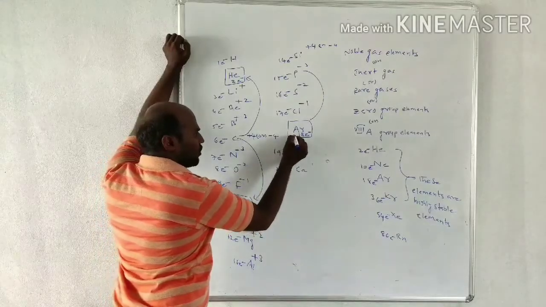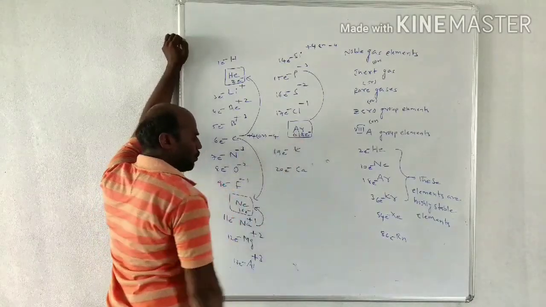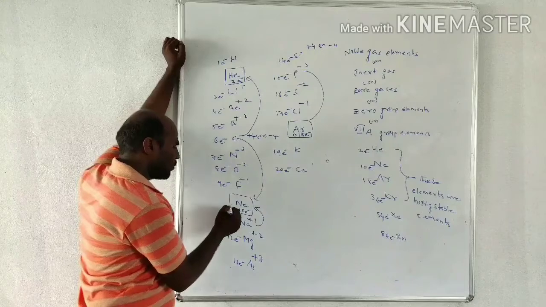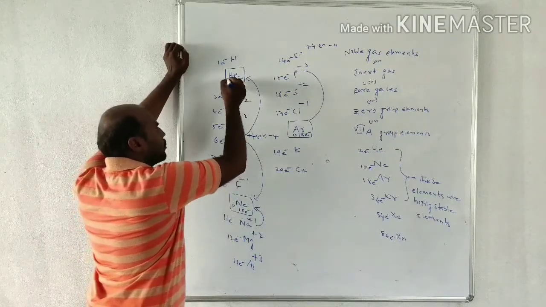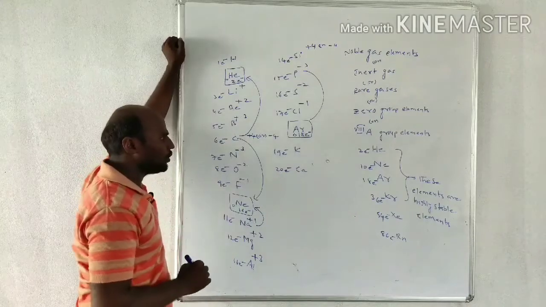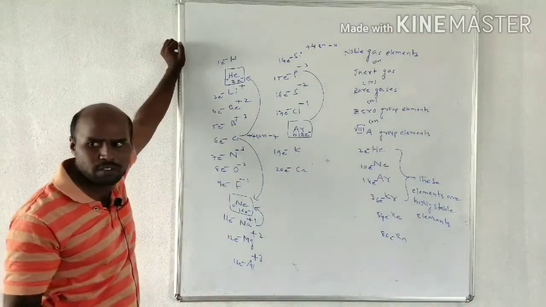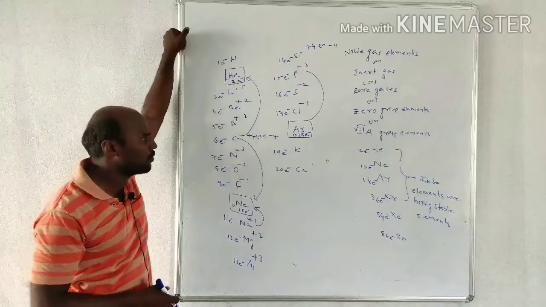Here the charge of argon is 0. Here also the charge of neon is 0. The charge of helium is also 0. There is no loss of electrons and no gain of electrons. It is a stable configuration.